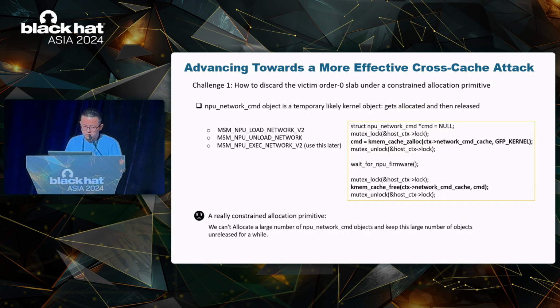The NPU network command object is a temporary kernel object that is quickly allocated and released. We can trigger the allocation and releasing of this object by these NPU IO control commands. This is a really constrained allocation primitive because we can't allocate a large number of NPU network command objects and keep them unreleased for a while.